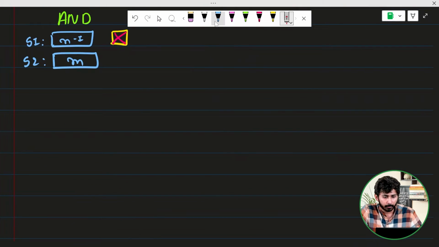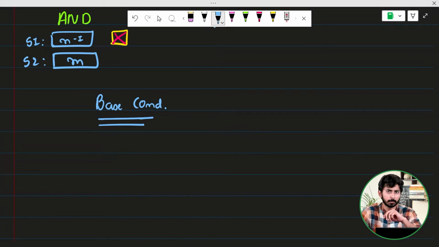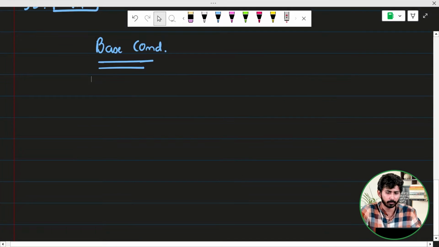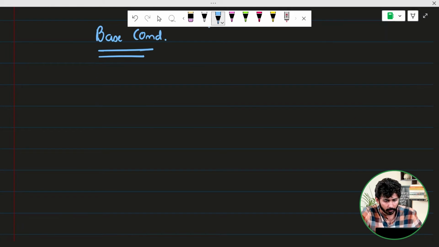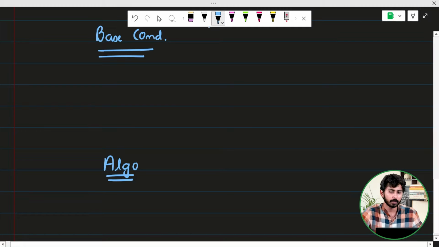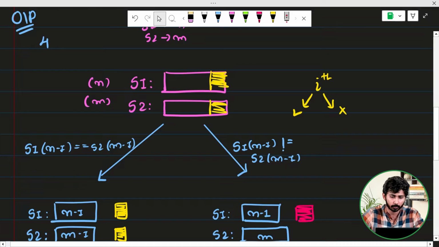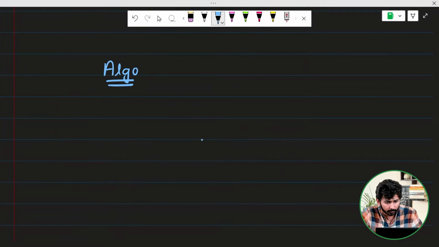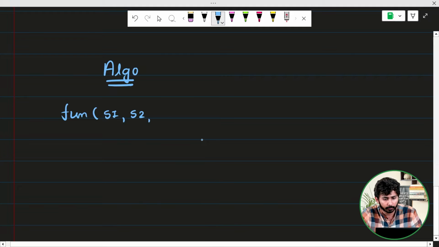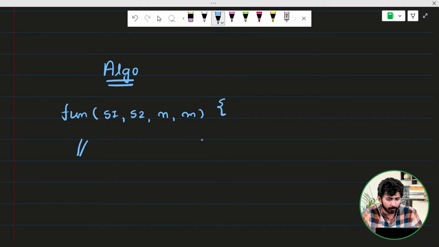Now how can I find the base condition? I cannot directly think about the base condition without writing down the recursion. So first of all, I'll give you an idea about the recursive algorithm that we will be using here. For the algorithm for recursion, I will be converting the same diagram that I have used into recursive code. So this is my function. It will take two strings S1 and S2, where the lengths are n and m. Here I will write down the base condition.